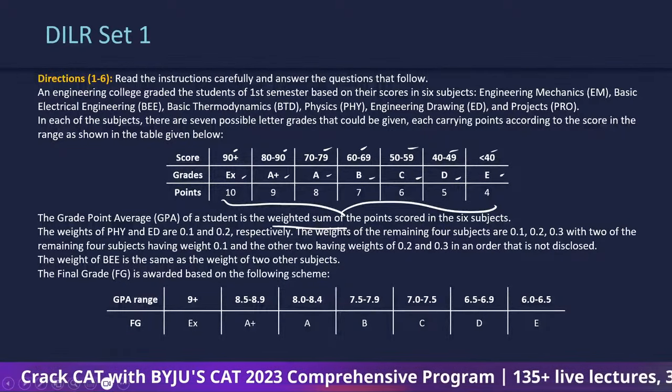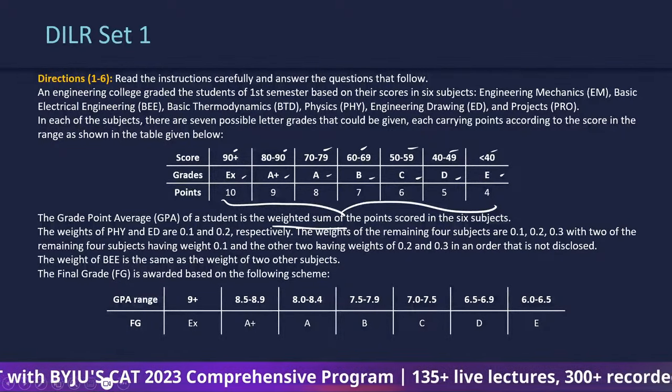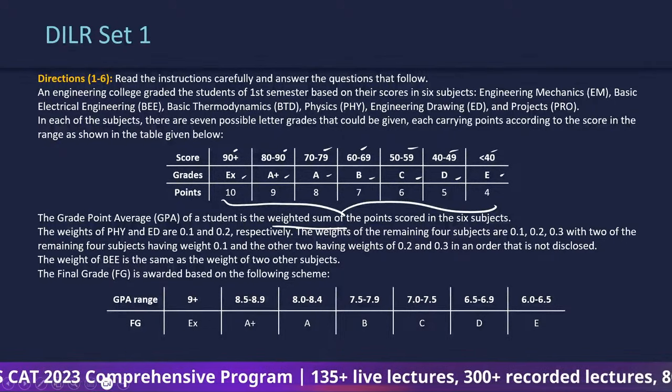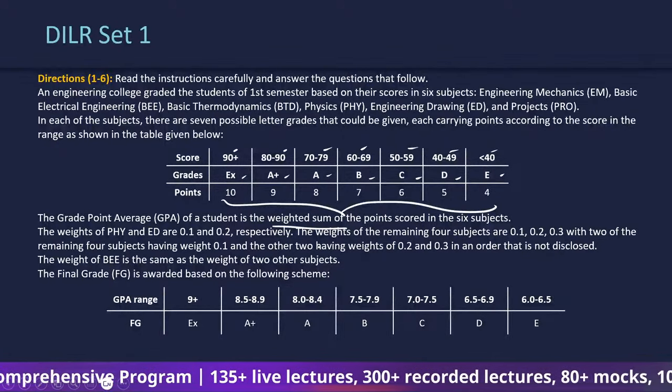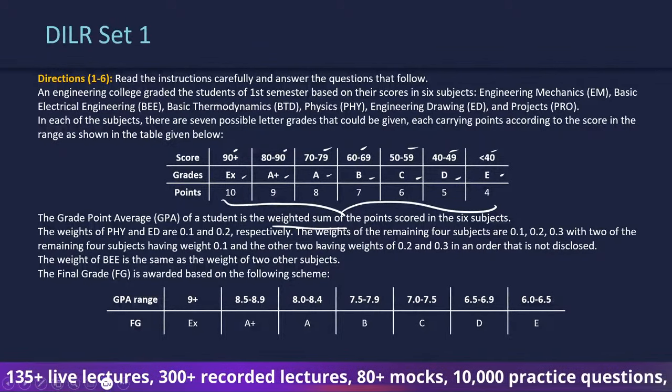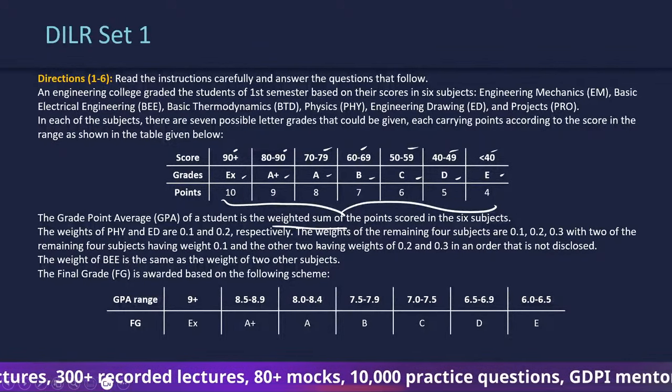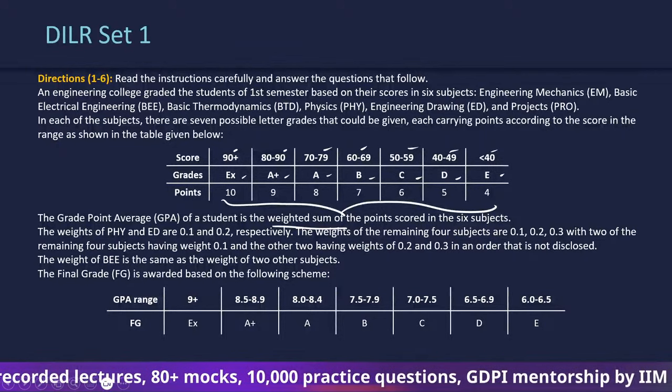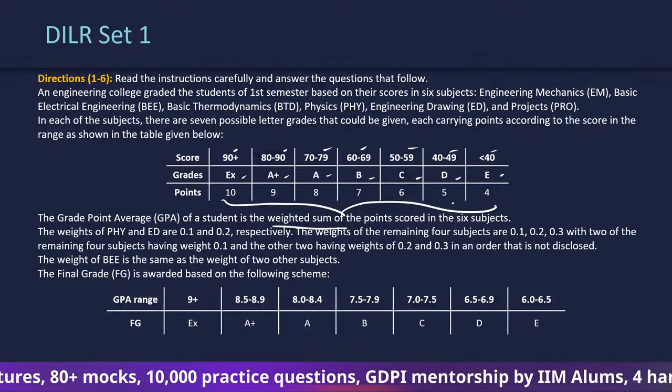It is given that the weights of PHY and ED are 0.1 and 0.2 respectively. The weights of the remaining 4 subjects are 0.1, 0.2, 0.3, with 2 of the remaining 4 subjects having weight 0.1 and the other 2 having weights of 0.2 and 0.3 in an order that is not disclosed.